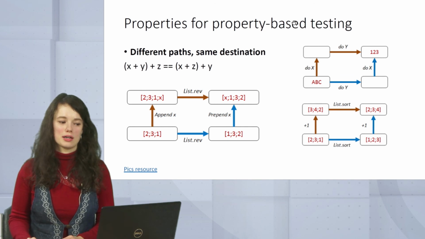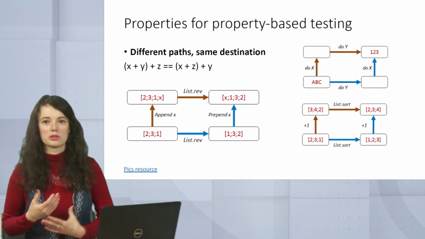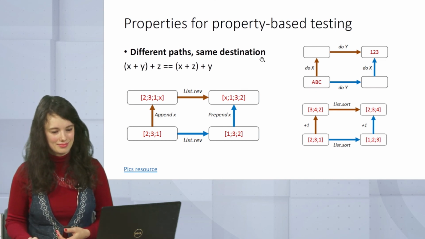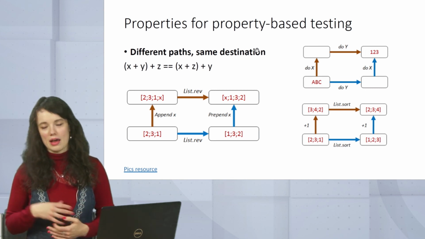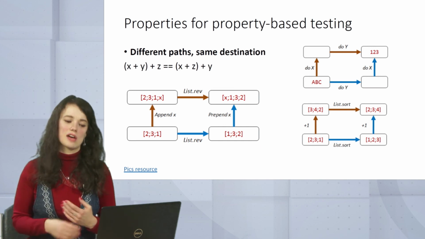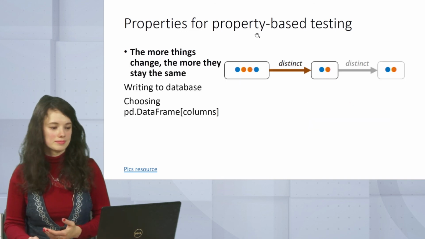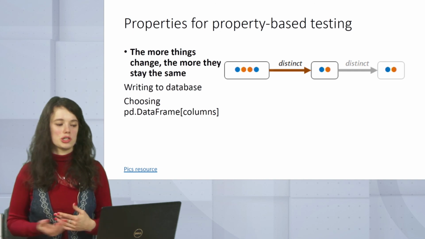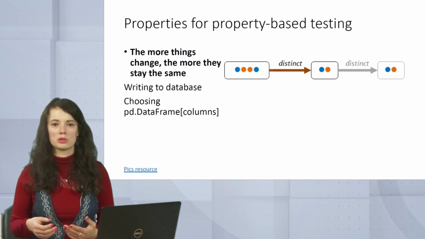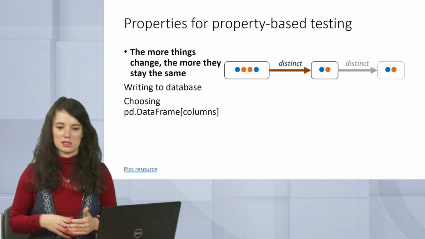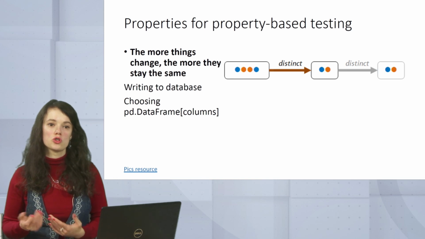Other strategies you may find useful are different paths, same destination. It's better to understand via pictures. You can append digits in different ways, or you may add something to the list and then sort it in a different order. Another strategy is for making things with a fixed result. For example, making a set from a list: every time you make a set from a list, its shape should be the same.